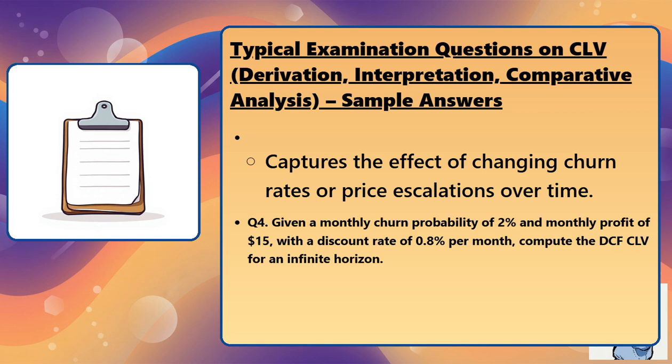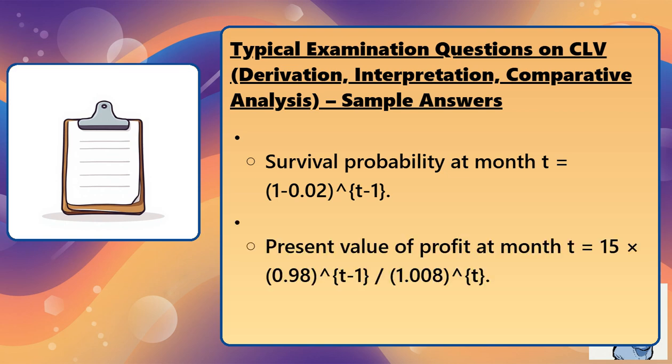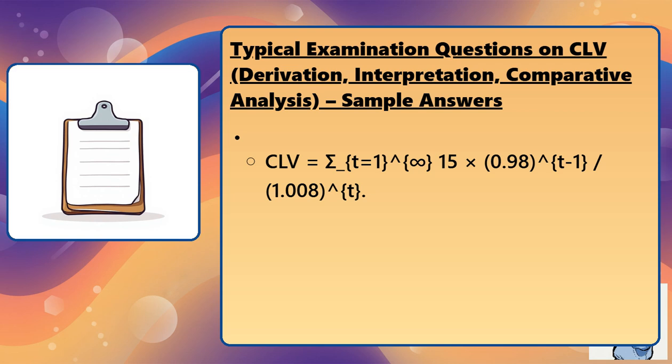Question 4. Given a monthly churn probability of 2% and monthly profit $15, with a discount rate of 0.8% per month, compute the discounted cash flow customer lifetime value for an infinite horizon. Survival probability at month t equals 1 minus 0.02, raised to the power of t minus 1. Present value of profit at month t equals 15 times 0.98 raised to the t minus 1, divided by 1.008 raised to t. Customer lifetime value equals the sum from t equals 1 to infinity of 15 times 0.98 to the t minus 1 divided by 1.008 to t.